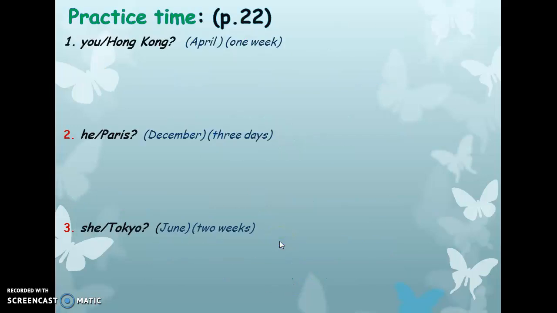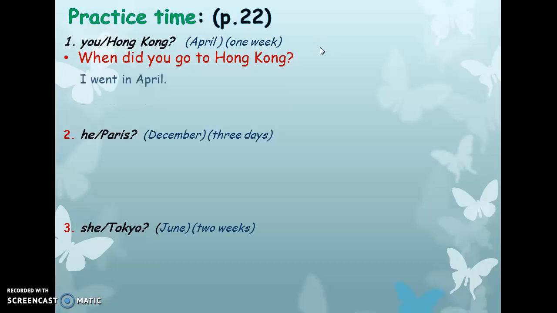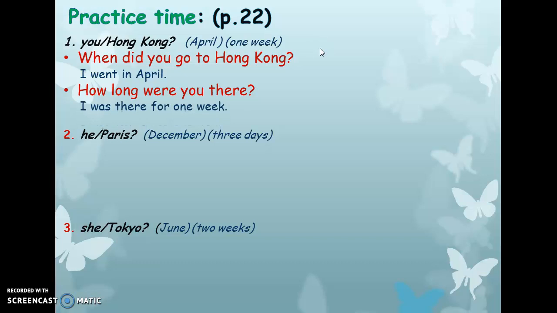Now let's practice together some questions on page 22. The first one, we have this example: you, Hong Kong. So the first question is, When did you go to Hong Kong? The answer: I went in April. The second question, How long were you there? The answer: I was there for 1 week.